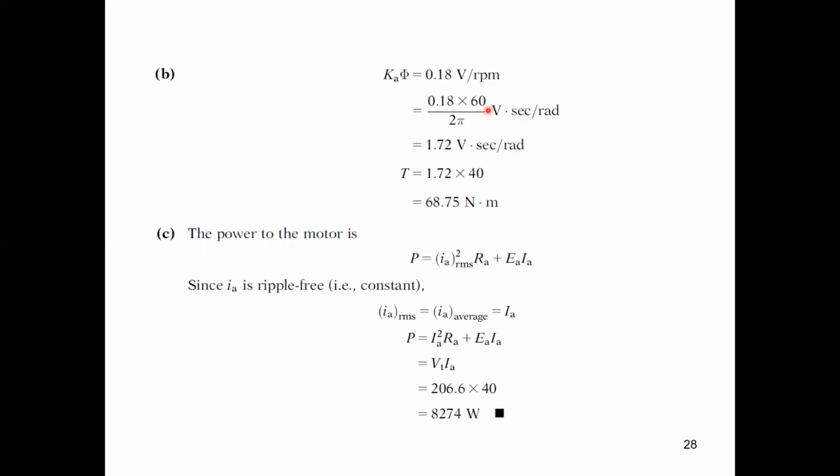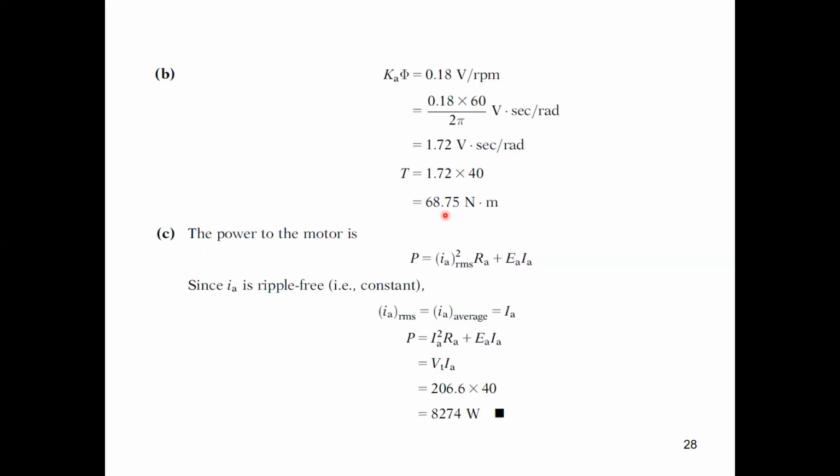So we have to multiply here by 60 divided by 2 pi. To convert from rad per second to RPM, we multiply by 2 pi divided by 60. However, here the value is divided by RPM, not multiplied, so we have to multiply by 60 divided by 2 pi in order to give the machine constant in volt second per radian. So this will be the value of K phi. Now we can multiply this value by current to get the machine torque. So this is simply the machine torque in this case.